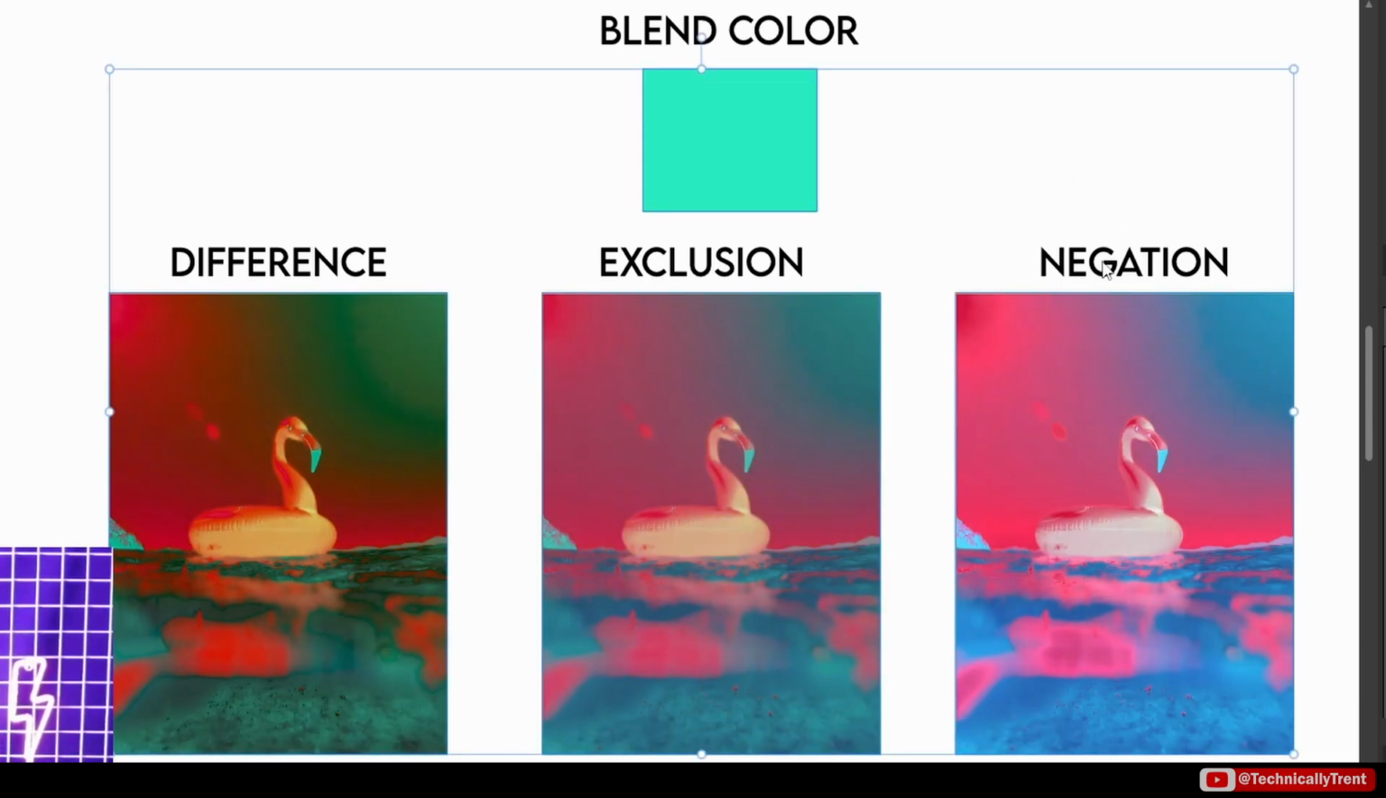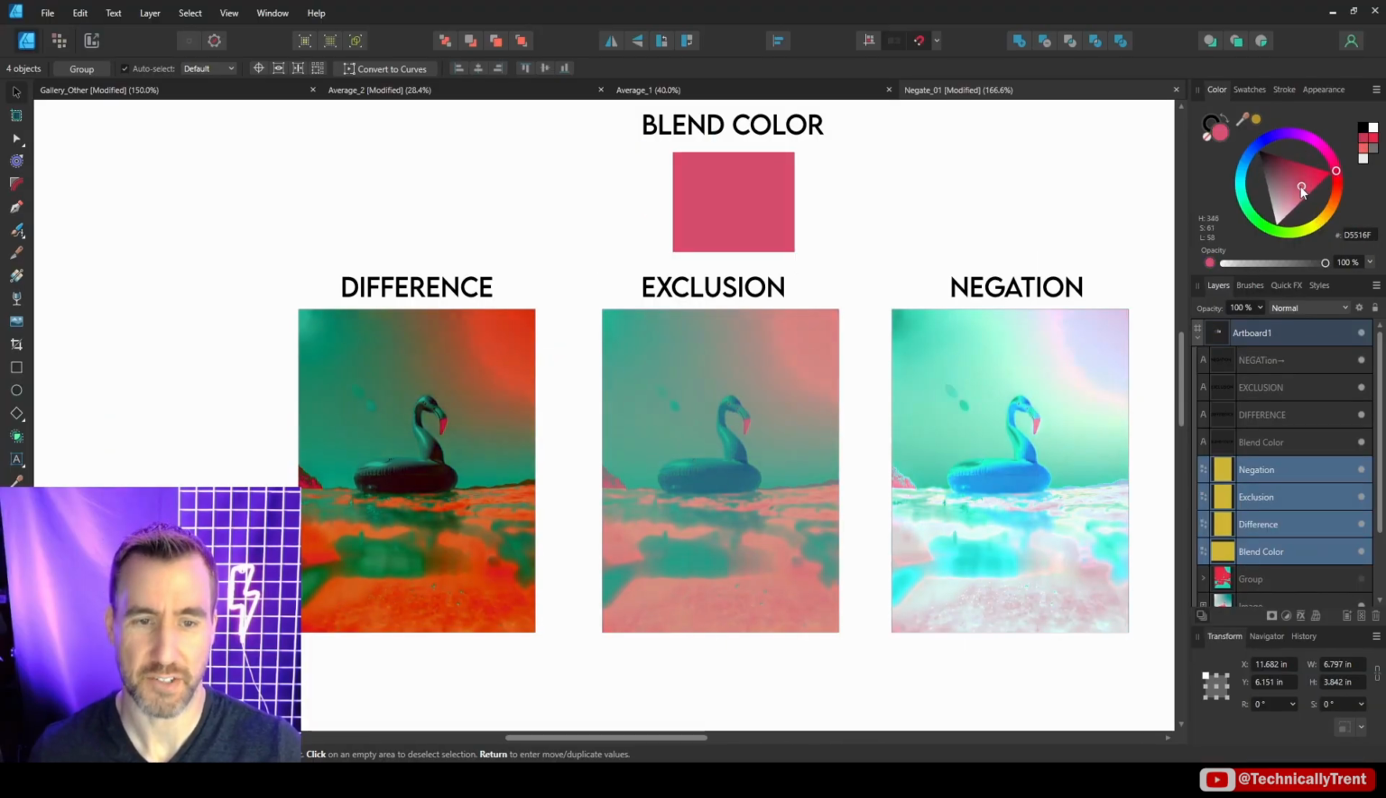I actually think negation looks pretty cool in a lot of examples, more so than exclusion, which tends to look a little muddier to me. So if you're looking for a negative image effect or something where you were using exclusion or difference, I think negation is one that's definitely worth checking out.